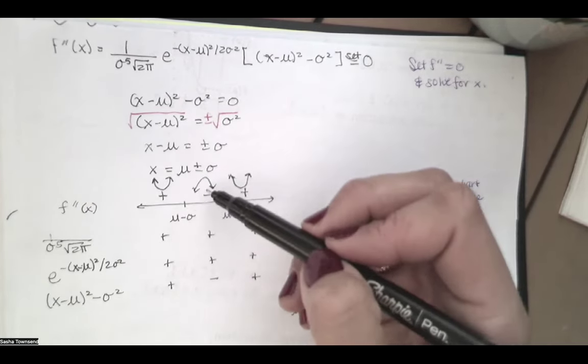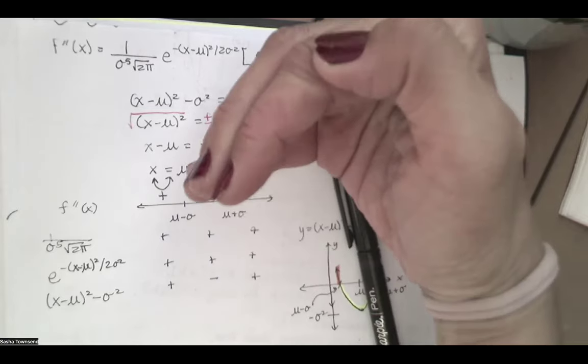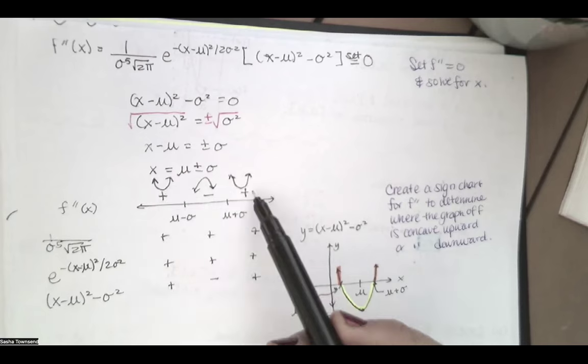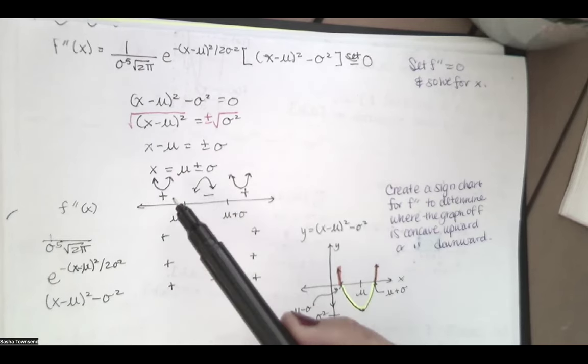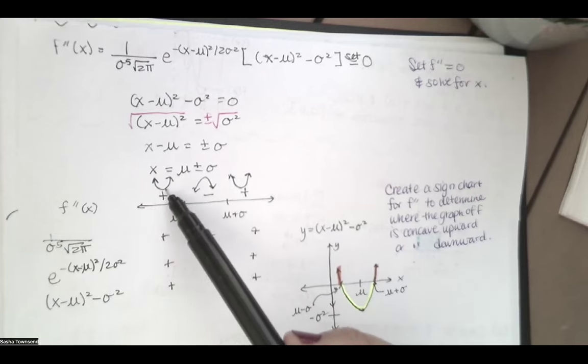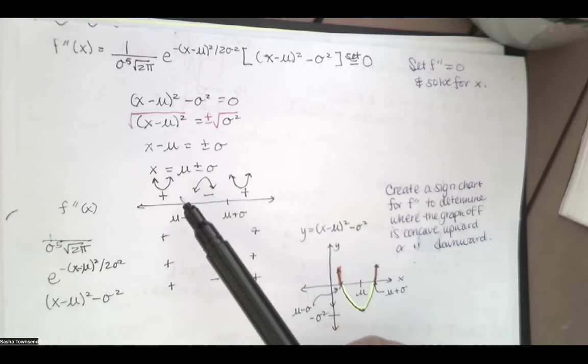And when f double prime is negative, it's going to be concave downward, which looks a little bit like a cup facing down. Now, on these intervals, you might say the bell curve that we were expecting to graph from this doesn't look like this. It doesn't have this shape. And you're right, it doesn't.